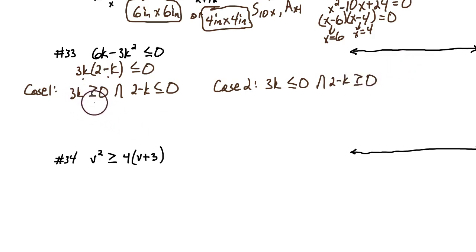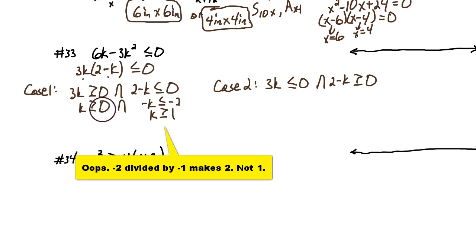Let's go back to case 1 and solve these expressions. Divide both sides by 3 and you get this. And here, to solve for k, you would subtract 2 and then divide by negative 1. k is greater than or equal to 0, and at the same time, it's greater than or equal to 2. Just this single expression fits both of those statements.